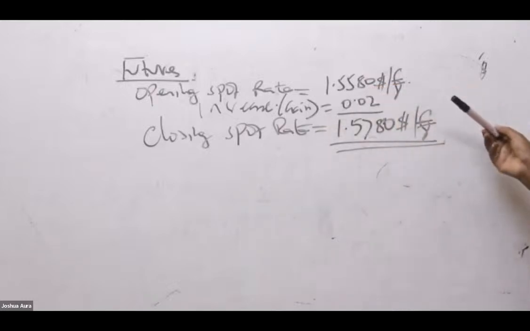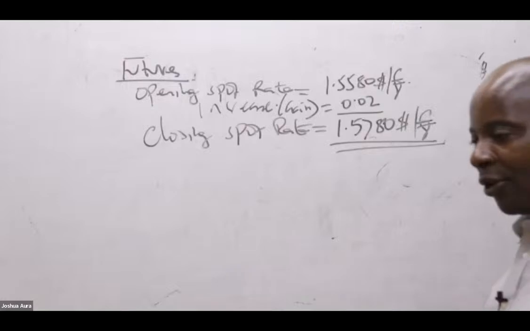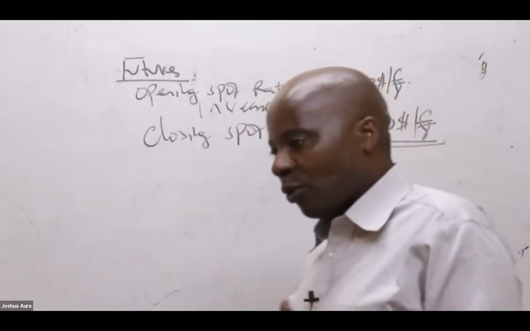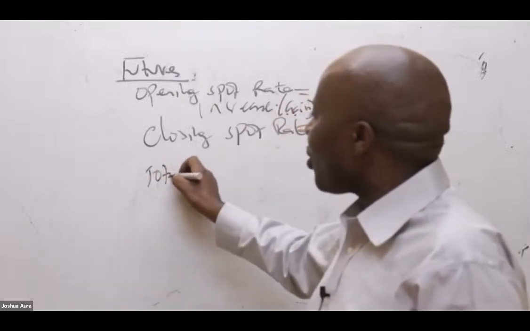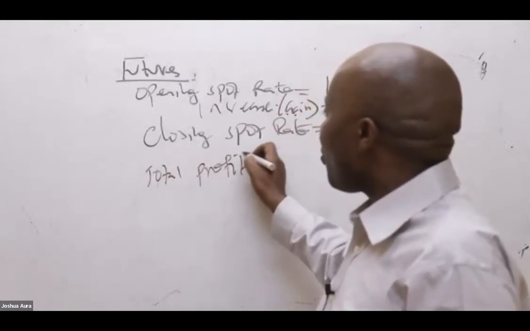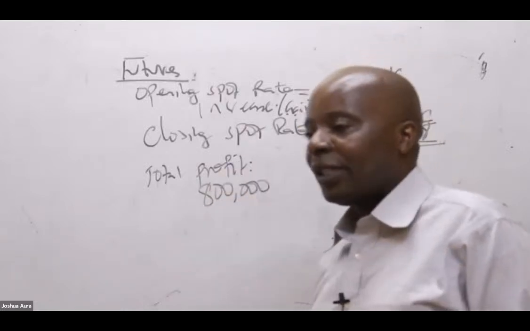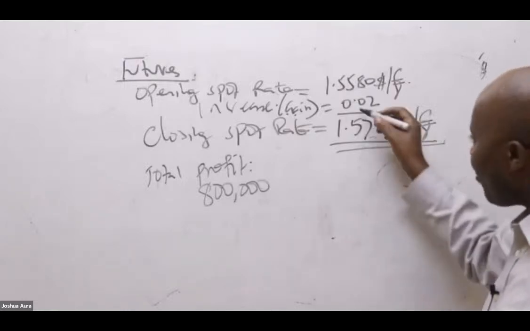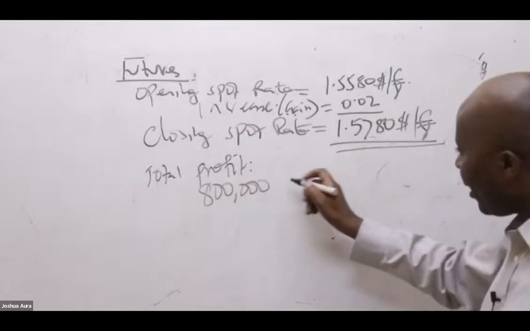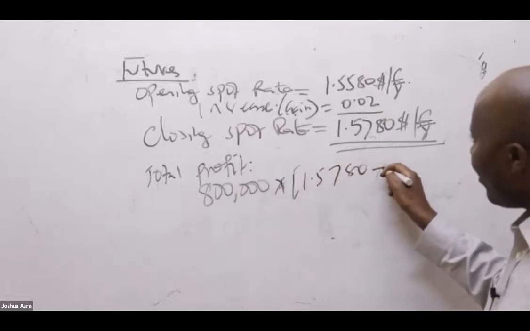So it's a profit. So then go straight away ahead and calculate your total profit then. Go ahead and calculate the total profit. Because of this gain, it's a profit. So the total profit, remember we had 800,000, isn't it? 800,000 times the profit, you can go ahead and say times the closing, which is 1.5780 minus the opening.